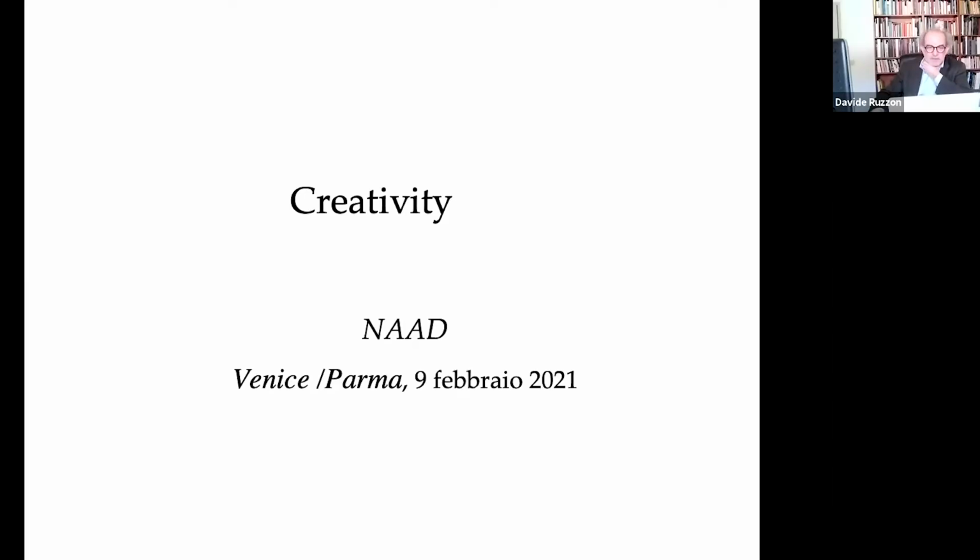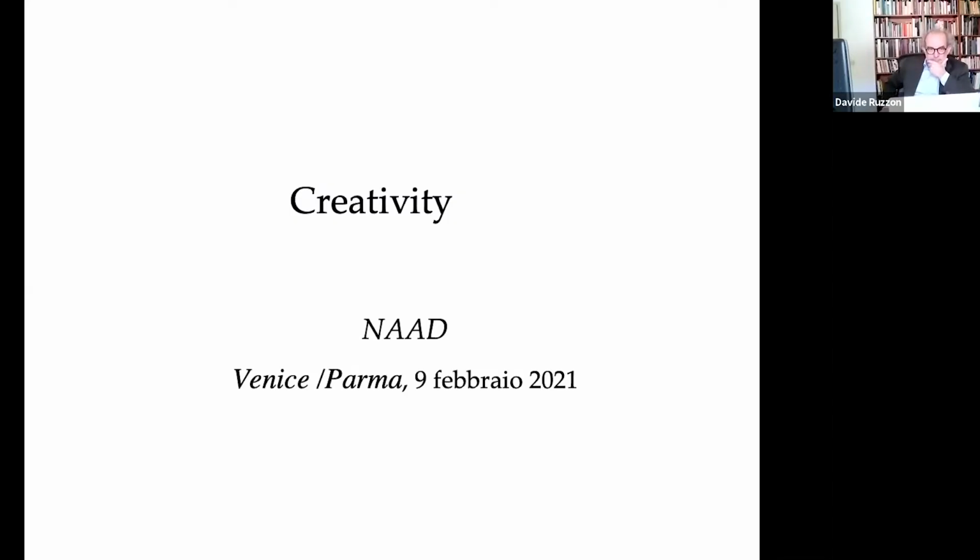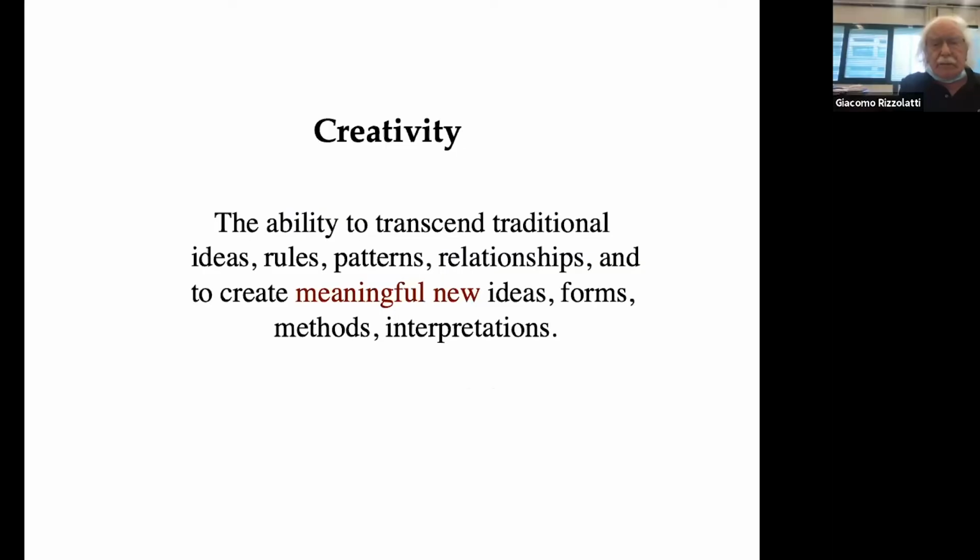Va bene, allora incomincio con la creativity. Well, the definition of creativity, it's rather complex. If you look at the different dictionaries, it's not clear. Often it's a tautology. Creativity is the capacity to create, to invent something new and so on.